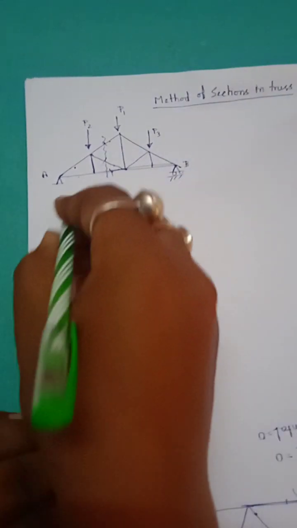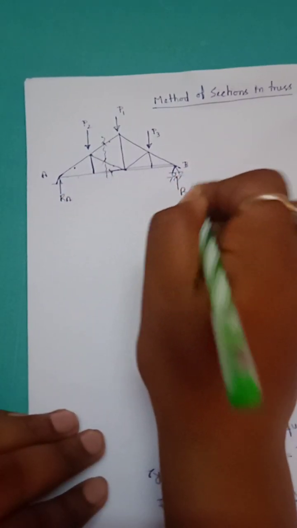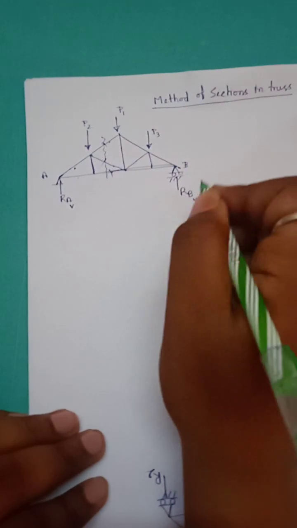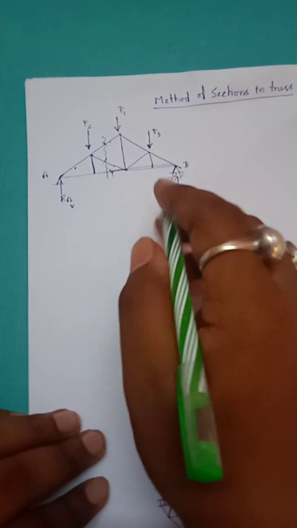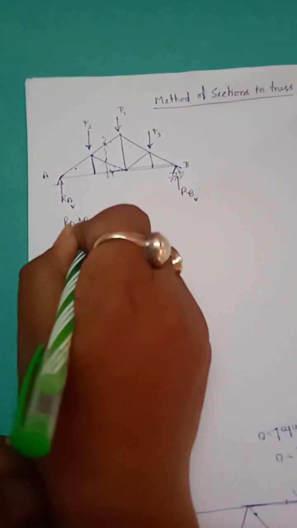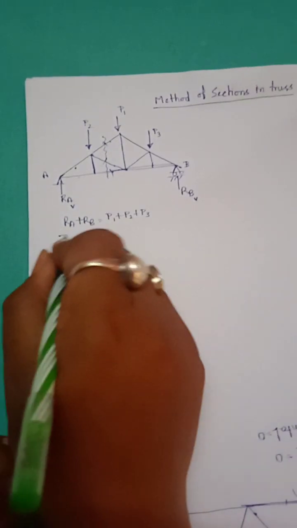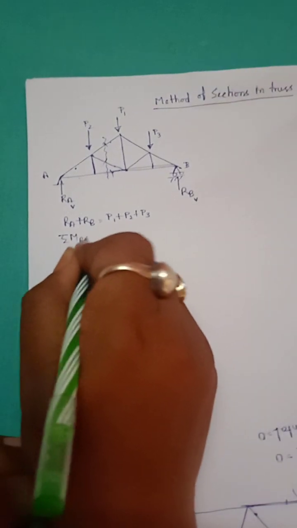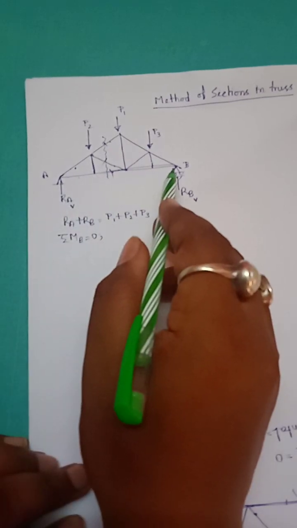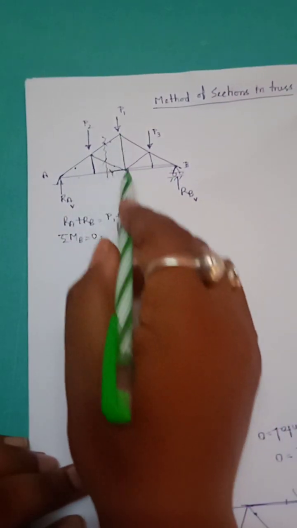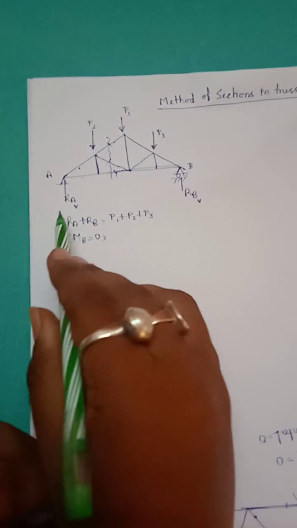At first, we need to calculate RA, RB vertical. We can easily calculate it from P1, P2, P3 and using RA plus RB equal to P1 plus P2 plus P3 and taking moment about B, then RA into this length will be equal to P2 into this length plus P1 into this length and P3 into this length. Then we can get RA and RB.